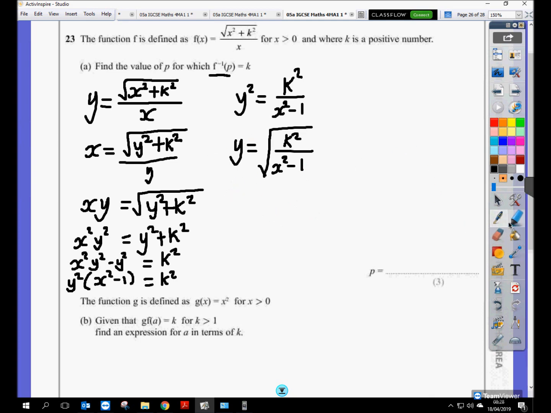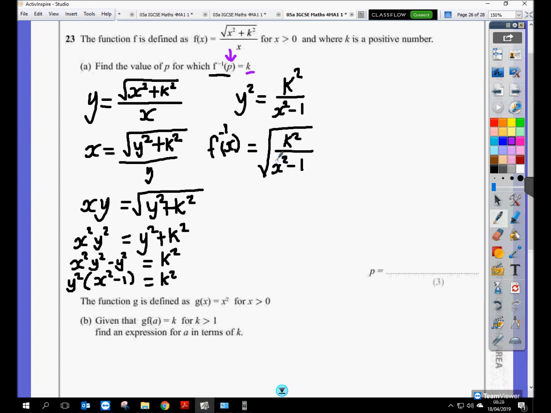The final stage, of course, is to replace the y with the inverse notation. So I can rewrite this as f minus 1 of x. And now I've worked out the inverse function. What they asked me to do is to work out the inverse function, substitute p in, and then set it equal to k. The bracket has a p in there, while my bracket has x. So what I need to do is replace the x with p. Where I see x, I replace it with p.